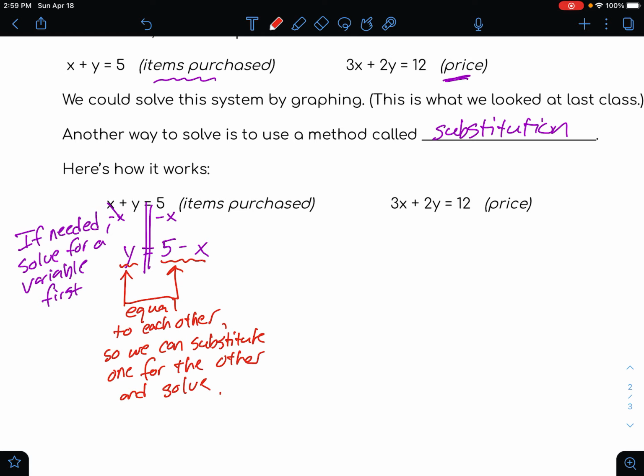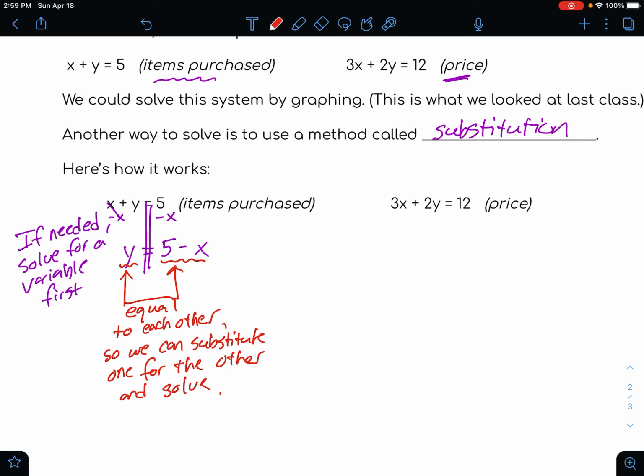Well, think of the y kind of like the $20 bill, and think of the 5 minus x as like 4 $5 bills. You can trade one out for the other. They are equal to each other. So that's the analogy that I'm going to use here. I don't know if that works for you or not, but that's what the equal sign means. It means that we can take one and trade it out for the other.